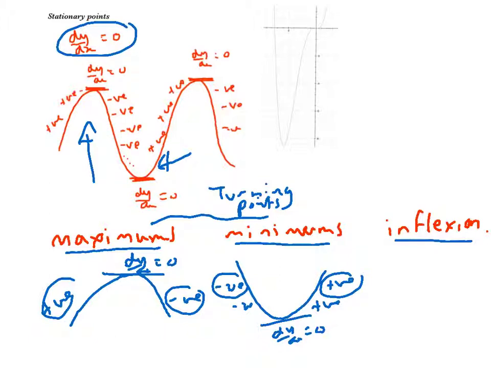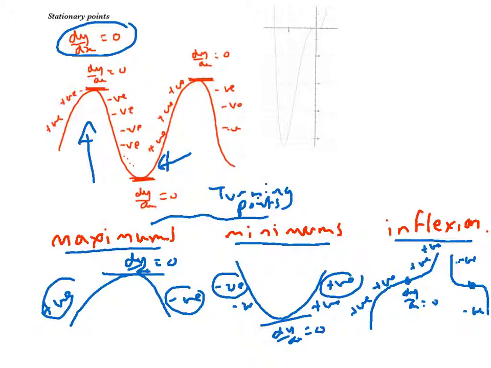Whereas a point of inflection can look like so. So there's my stationary point, dy over dx equals 0. Our gradient is positive, positive, but it doesn't change, does it? Because here it's still positive, positive, either side of the stationary point. And similarly in the negative direction, so negative, negative, inflection point here. Okay, so that's the difference.